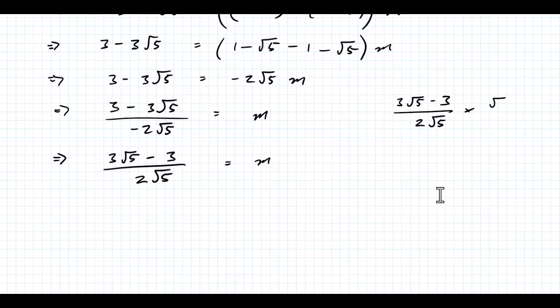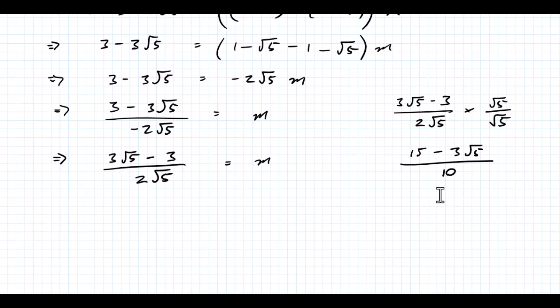I'm going to multiply it by root 5 over root 5, just to get rid of that root 5 on the bottom here. So I'm just multiplying it by 1. I'm not actually changing the fraction, just multiplying the fraction by 1 in the form of root 5 over root 5. So we get 3 times 5, which is 15, minus 3 root 5 over root 5 times root 5 is 5, 2 5s 10.